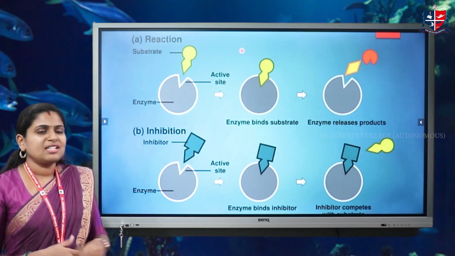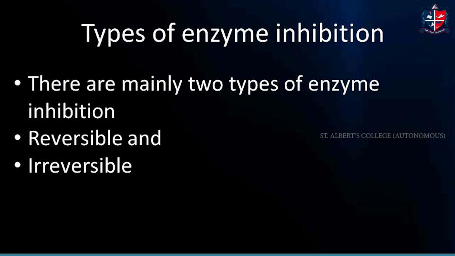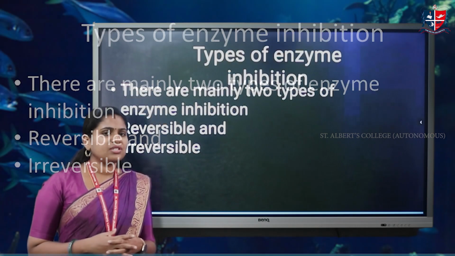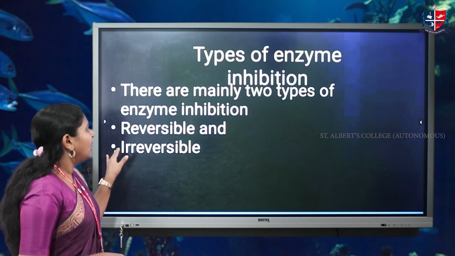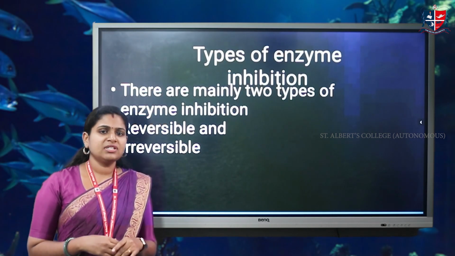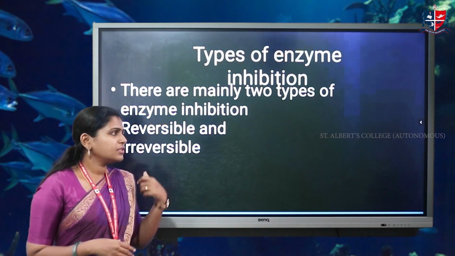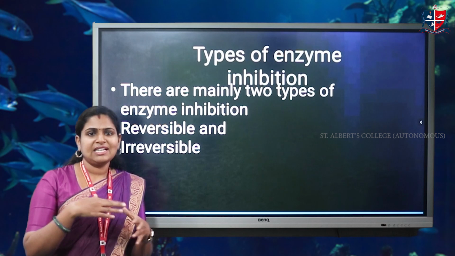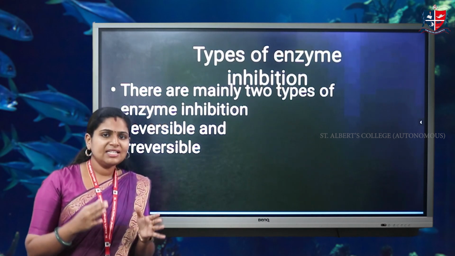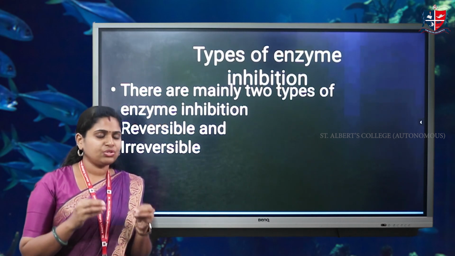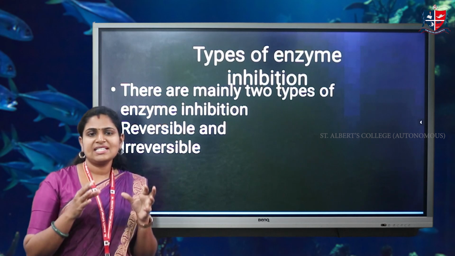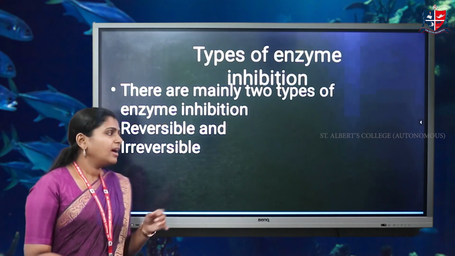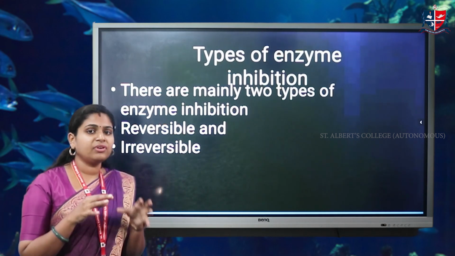Now we are going to discuss the different classes of enzyme inhibition. Normally, enzyme inhibitors are classified into two: reversible inhibition and irreversible inhibition. Coming to the first one, reversible inhibition: from the name itself, reversible means it can be reversed back, and it is a temporary process. Coming to the second one, it is irreversible.